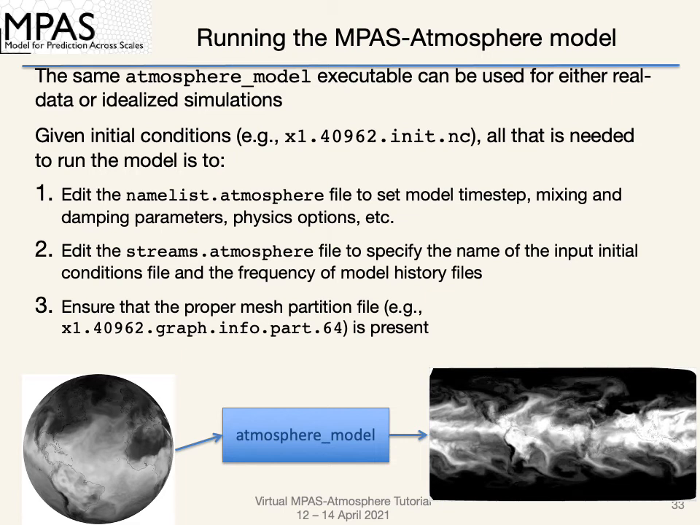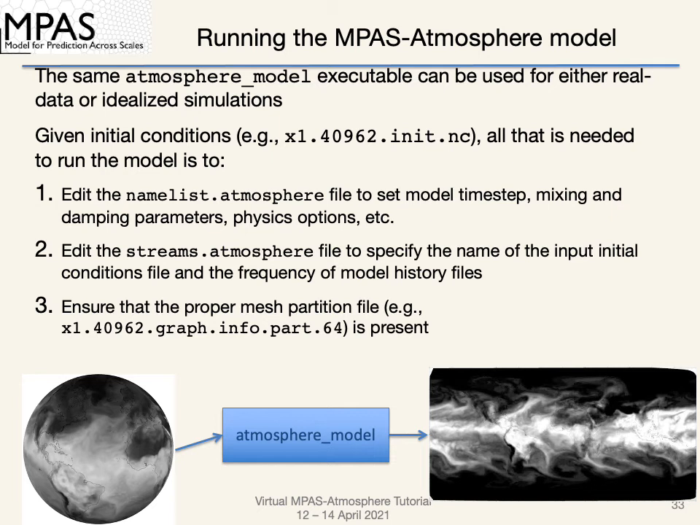And then lastly, as we just talked about in the previous slide, you'll need to make sure before running the model in parallel that you have the proper mesh partition file in your run directory as well. Part of the file name of this partition file is specified in your namelist file. In general, the model can't know that the file name is x1.40962.graph.info. You need to tell it that in your namelist file.